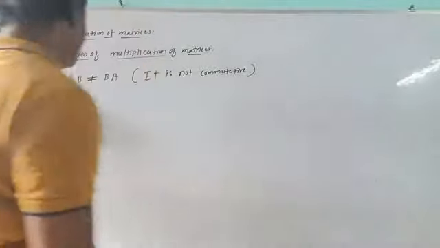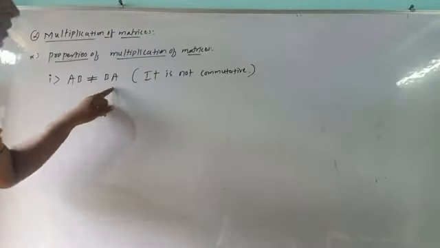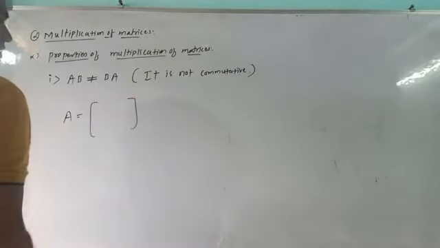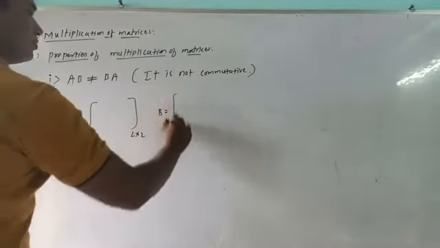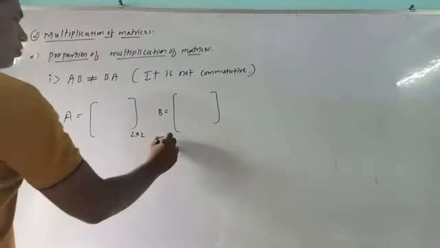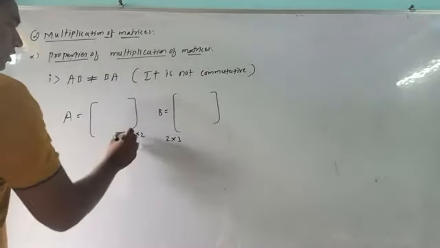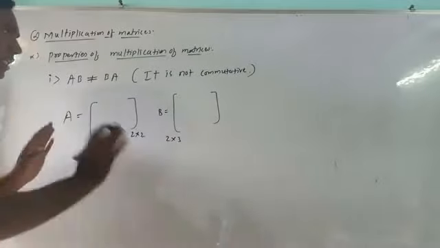So AB is not equal to BA. It is not commutative. It means that if there is a matrix A of order 2 by 2 and there is a matrix B of order 2 by 3, okay, so what we can say here? Multiplication of AB is possible. Now, what is the example here?